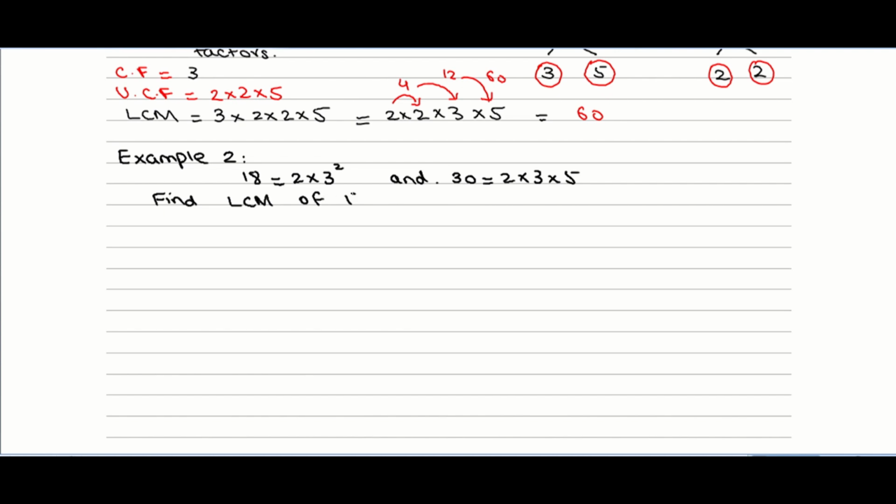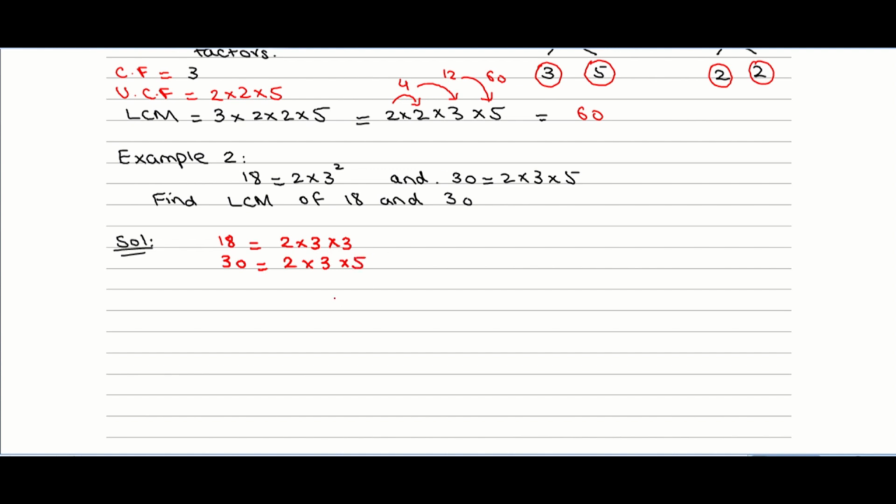Of 18 and 30. We have discussed that when we need to find the LCM, we need to know the prime factors of the numbers. But here we are already given the prime factors of 18, that's 2 times 3 square. 3 square means we have two threes. And the prime factors of 30 are also given, that's 2 times 3 times 5. So we can just write them as they are: 18 equals 2 times 3 times 3, and 30 equals 2 times 3 times 5.